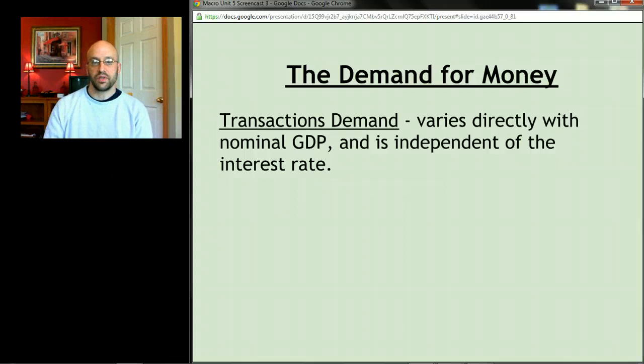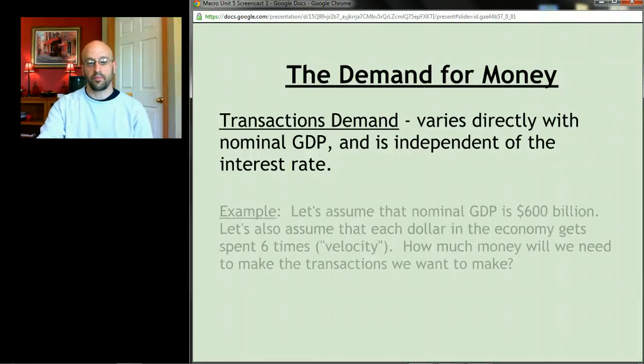Let's talk about transactions demand first. It varies directly with nominal GDP, and it's independent of the interest rate. In other words, we need a certain amount of money to buy the goods and services that we want to buy, and whatever that amount of money is, we call transactions demand. It's independent of the interest rate because we're not really thinking about opportunity costs here. What we're thinking about is how much money do I need to buy the stuff that I want to buy.